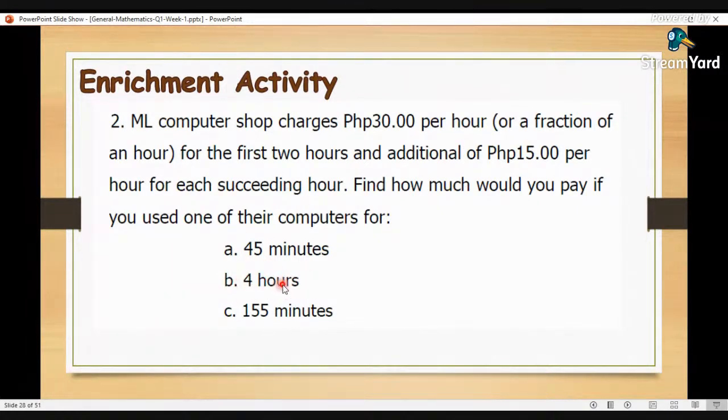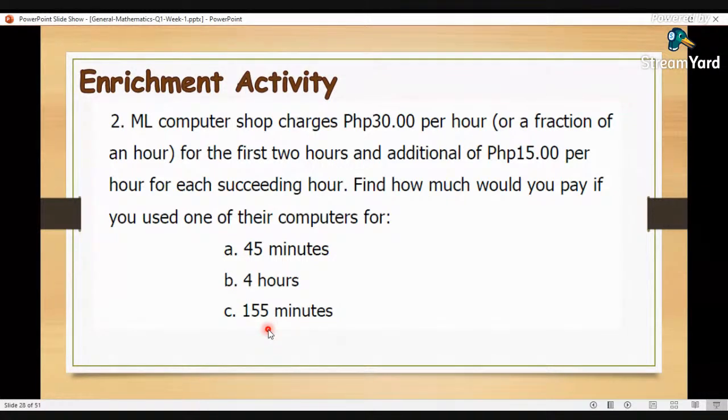For 4 hours, for the first 2 hours, that's 30 pesos per hour. So for the first 2 hours, you already have 60 pesos and you'll pay 15 pesos for each succeeding hour. Okay? So 2 hours at 30 pesos plus 2 hours at 15 pesos. And another one is 155 minutes. 155 minutes can be considered as 2 hours and 35 minutes.